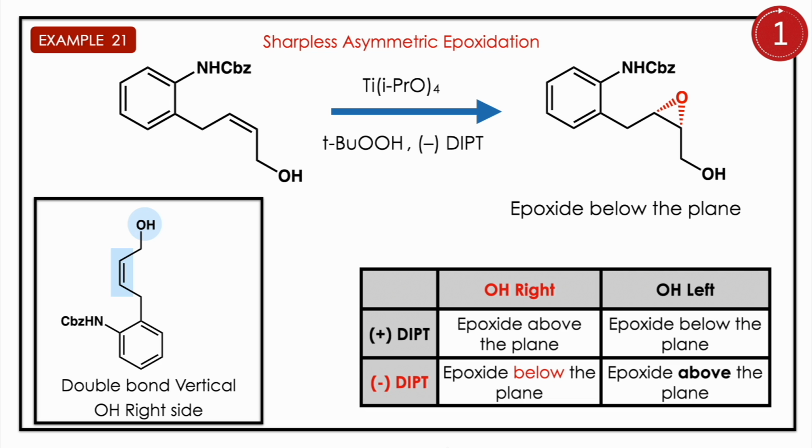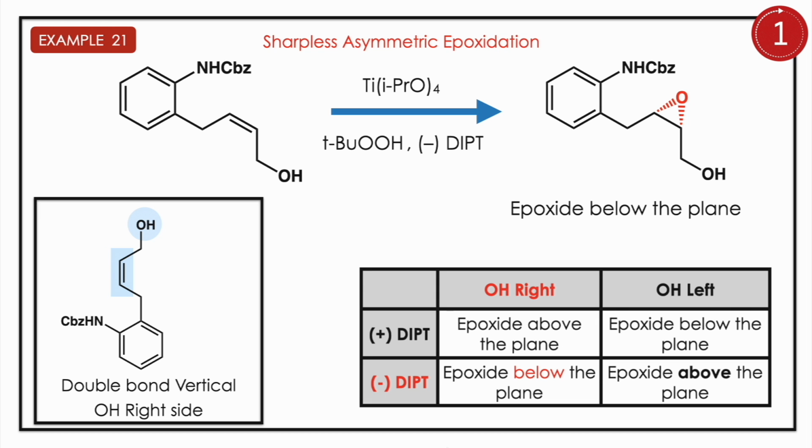Here you have an allylic alcohol, DIPT you are using. So chances of Sharpless asymmetric epoxidation. So we focus only on the functional group. First step will be finding the position of OH. So we bring the alkene vertical, OH above. If you do that, you can clearly see OH is on the right side.